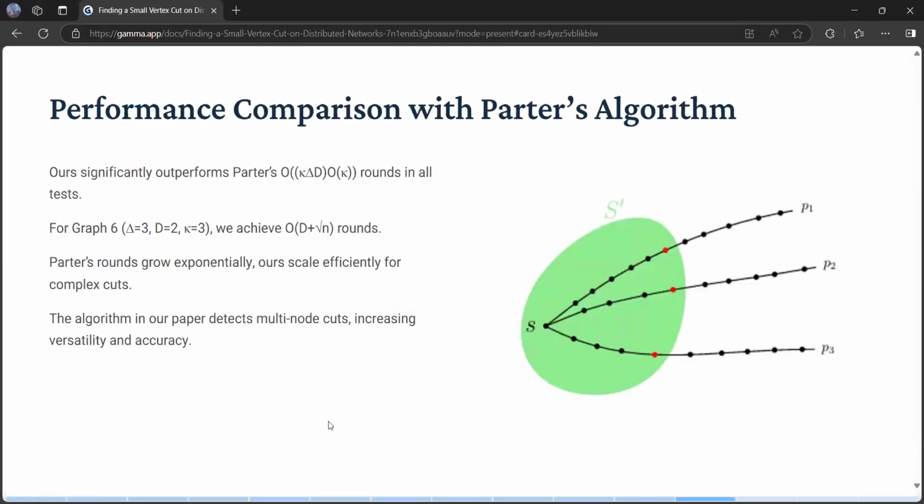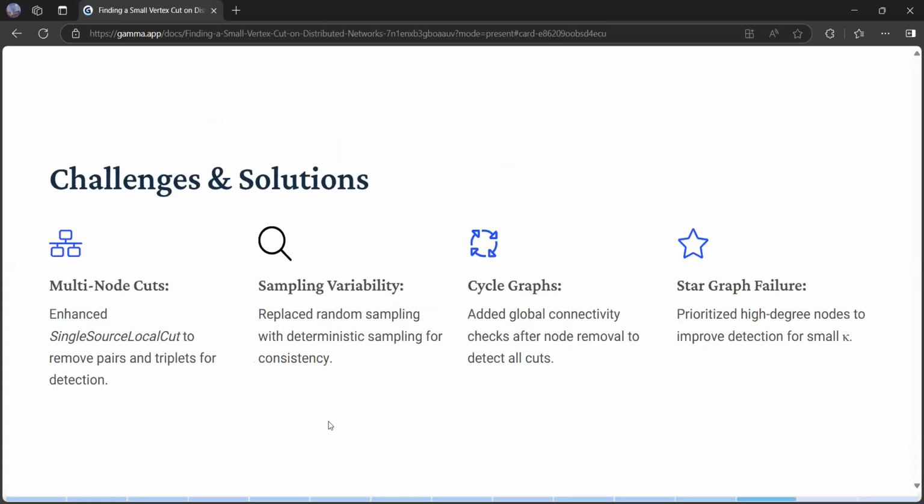For a performance comparison with previous known vertex cut algorithms, ours is more efficient. The paper that we used is more versatile and more accurate, and also works with multi-node cuts, while previously such algorithms were exponential in scale. These are some of the challenges that we faced when implementing this. Multi-node cuts were a huge problem because sometimes we need to remove multiple nodes at a time to identify the correct vertex cut. This paper implemented that by enhancing the single source local cut subroutine.